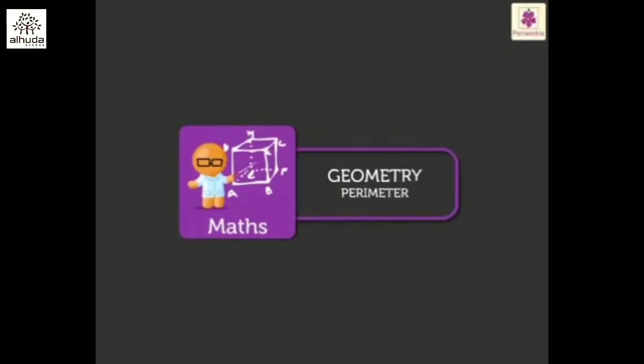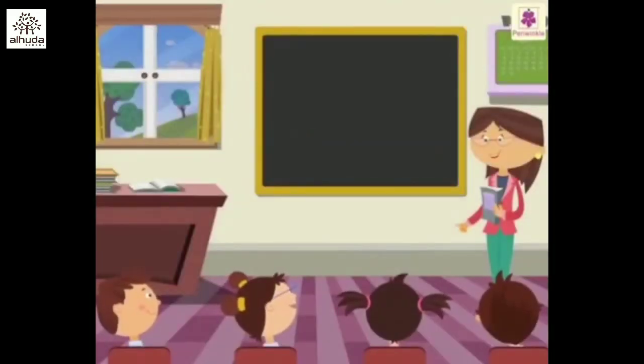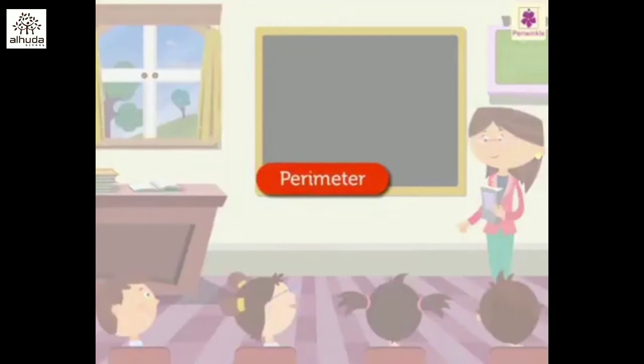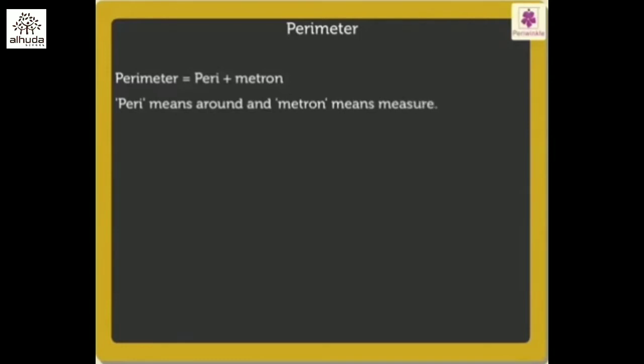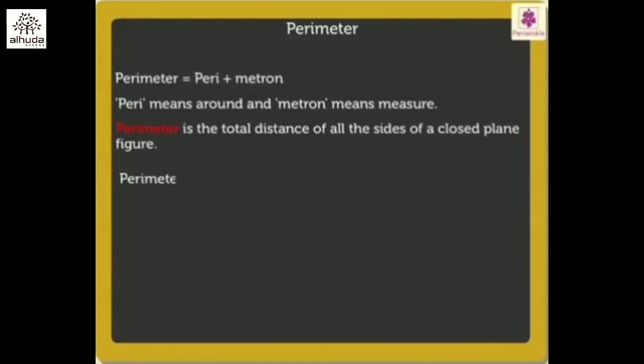Perimeter. Today, let's learn how to find the perimeter of a polygon. The word perimeter comes from two Greek words, peri and metron. Peri means around and metron means measure. Thus, perimeter is the total distance of all the sides of a closed plane figure. Hence, it is found by adding the lengths of all the sides of a closed plane figure.